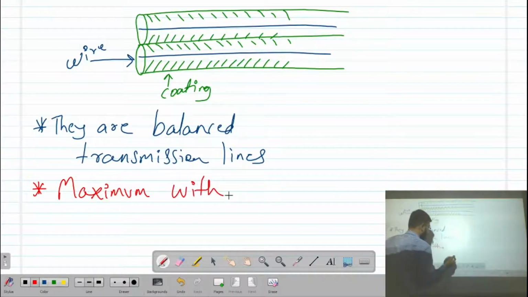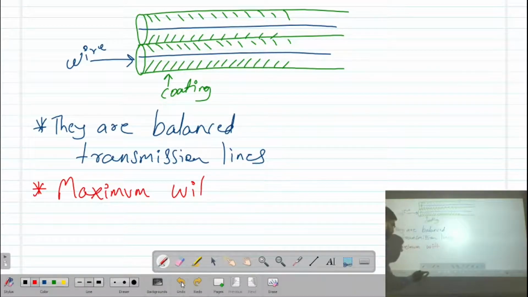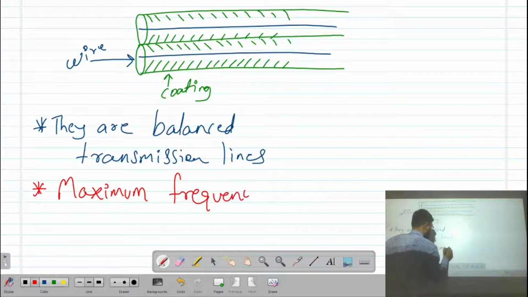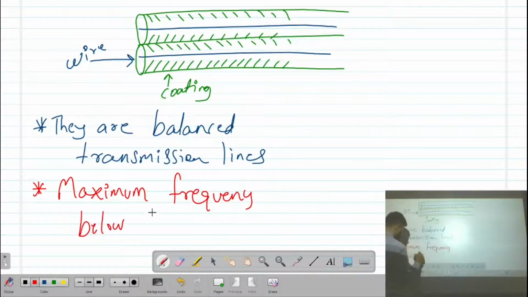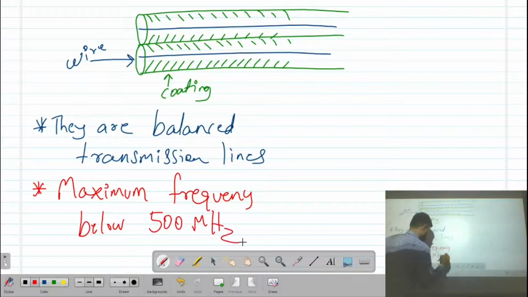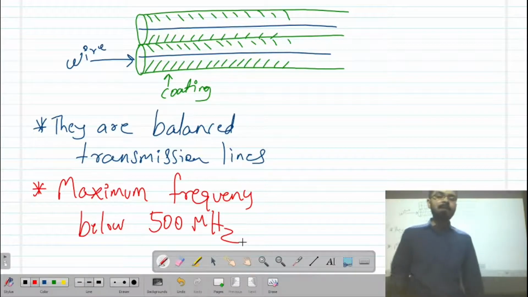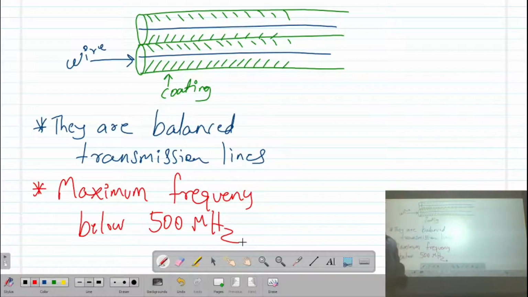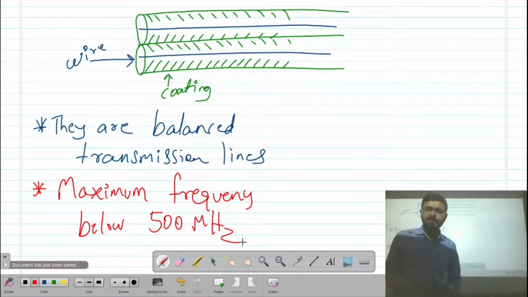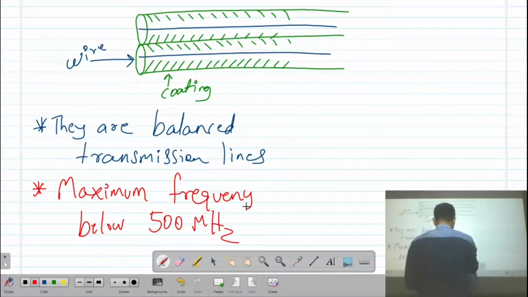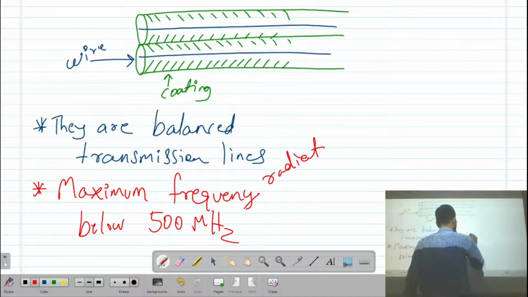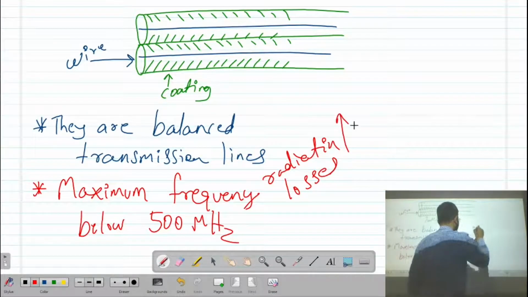frequencies below 500 megahertz. More than 500 megahertz, these two-wire transmission lines will not be able to work, because the radiation losses increase and other losses also increase. Radiation losses increase.